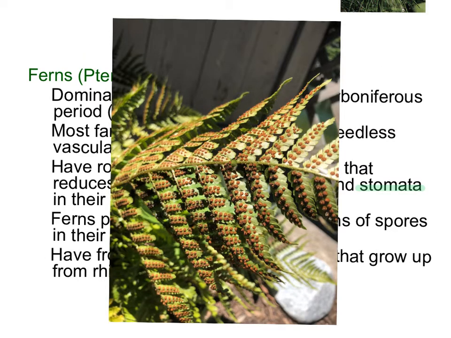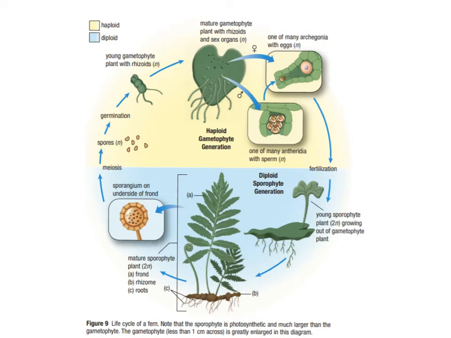Now, what I've put up on the screen is a picture of a fern that you might see out in the wild. And what you can see is the underside of the frond, or the leaves. And those little black or brown dots, those are called sporangia, and they're going to be the things producing spores. In our last lesson, we talked about the alternation of generations of the moss plant. Well, here we're going to be talking about the life cycle of the fern.